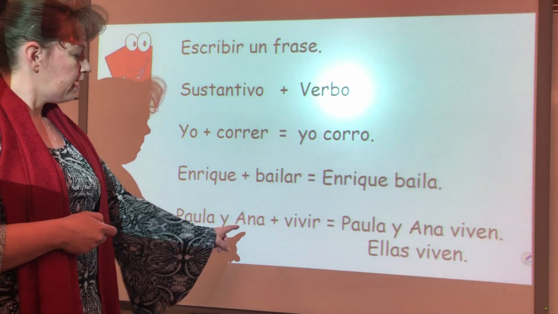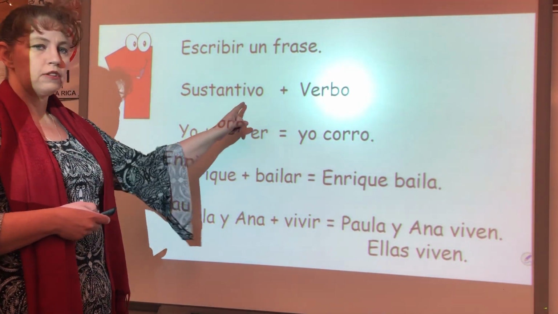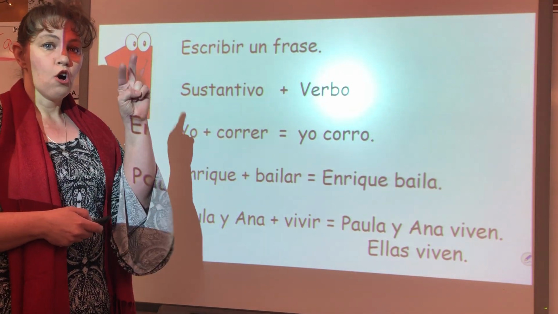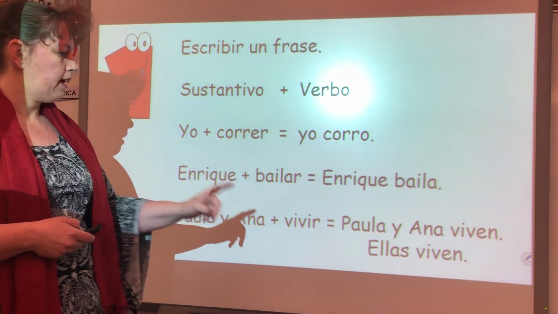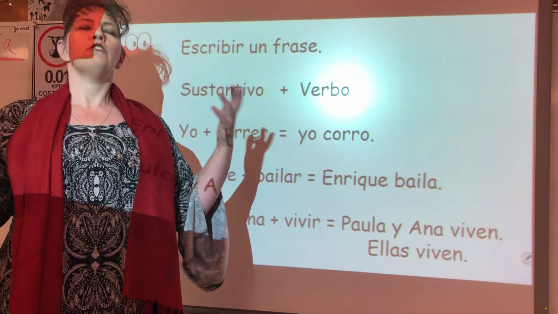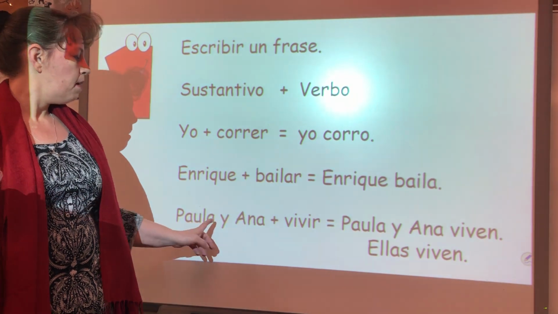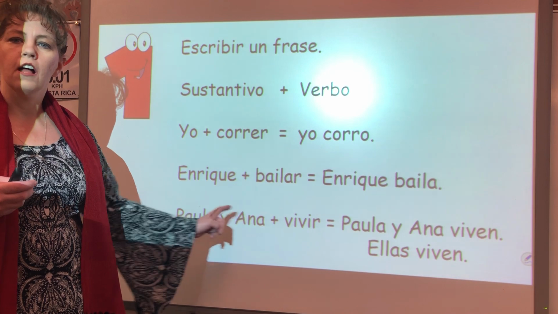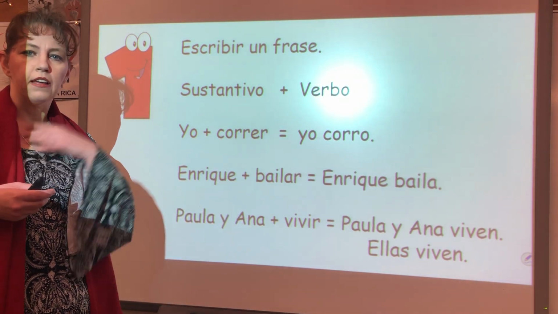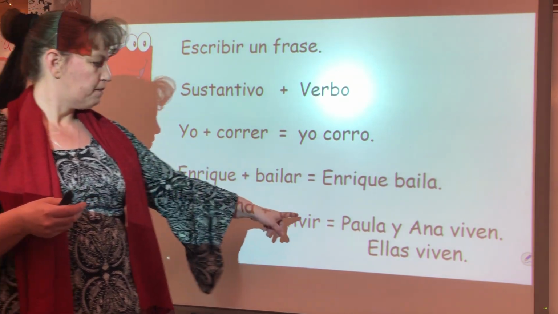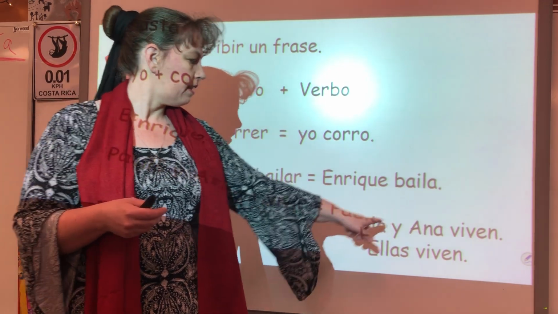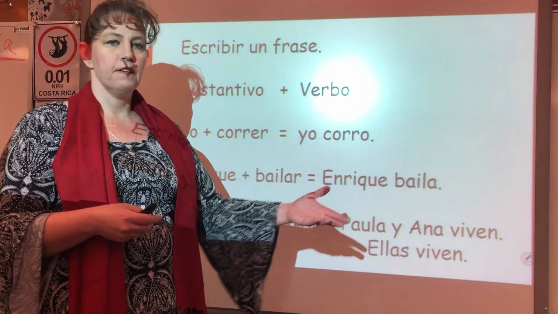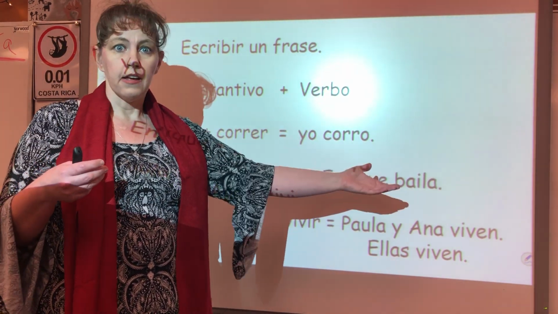Okay. Paula y Ana, otro sustantivo. Paula y Ana, dos personas. Paula y Ana. Vivir. Vivir is to live. Paula y Ana. Drop the IR, add the appropriate ending for plural that doesn't include me. That's the bottom corner. So if it's an IR word, that becomes an EN. So Paula y Ana viven. Paula y Ana live.